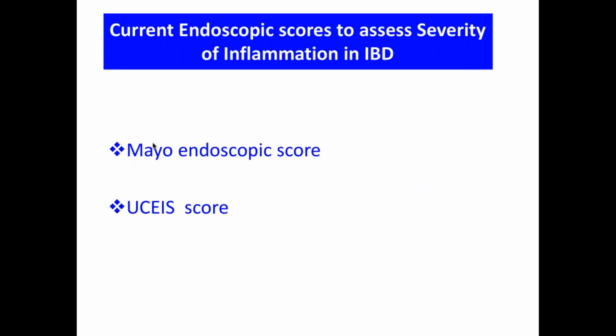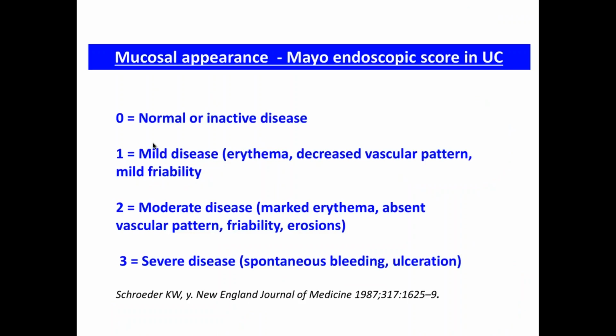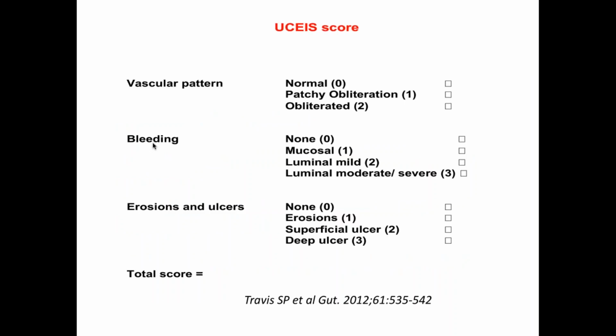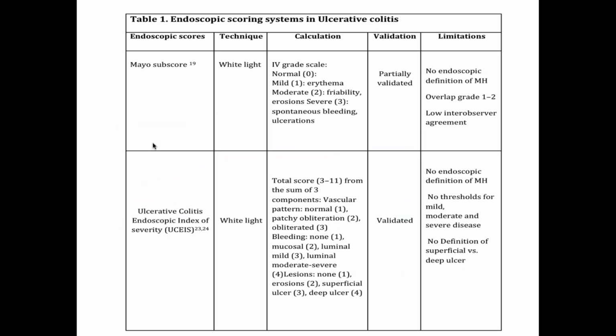Everybody knows the current endoscopic scores used in daily endoscopy practice: the Mayo endoscopic score and the recently validated UCEIS score. The Mayo endoscopic score uses basically the grade of the disease: 0 is normal or inactive disease, 1 is mild disease, Mayo score 2 moderate, and 3 severe disease. They look at erythema, decrease of vascular pattern, erosion, ulceration, friability, and spontaneous bleeding. The recent UCEIS score is more precise, introducing detail in the vascular pattern, in the bleeding, in the erosion, and ulcers. However, these endoscopic scoring systems in ulcerative colitis have some limitations.